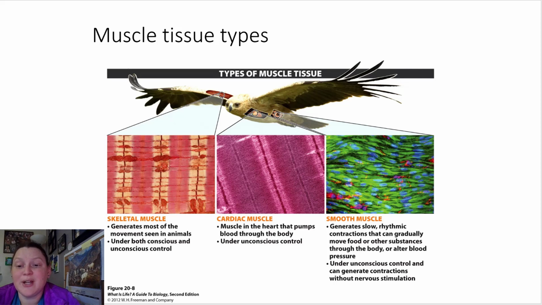Smooth muscle creates slow rhythmic contractions that help food move or help push fluids through our body. It's under unconscious control, so we don't have to think about moving food through our digestive tract. We don't have to think about contracting our arteries. Smooth muscle is structured a little differently than skeletal or cardiac muscle. Instead of being arranged in fibers, smooth muscle has spindle-like cells that are arranged in sheets.